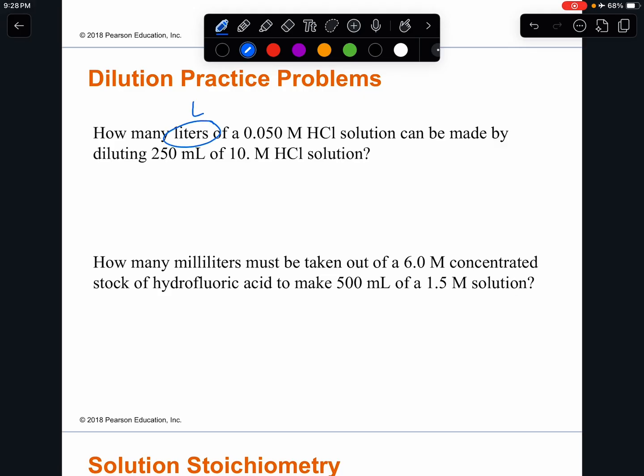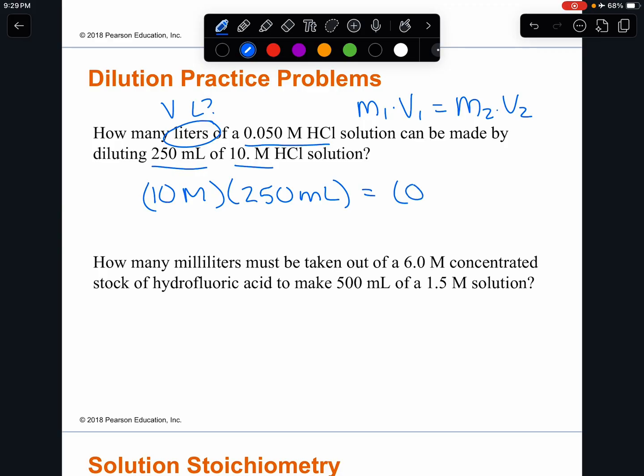So I have 2 practice problems here. How many liters of 0.050 molarity HCl can be made by diluting this, okay? So again, you could go ahead and draw a picture. I'm going to take my 10 molar solution. Again, that equation is M1 times V1 equals M2 times V2.